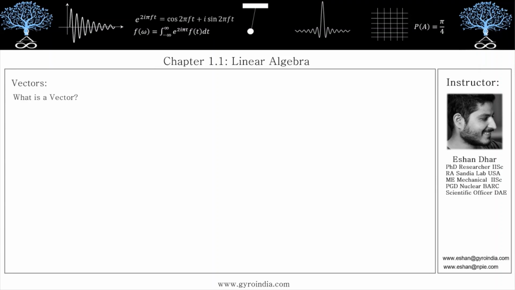We encounter vectors in physics where they are used to represent entities like force and displacement, which have both magnitude and direction. In 2 and 3 dimensions, a vector can be described as an arrow. For example, in 2D, we need two coordinates to describe a vector which has its tail at the origin.